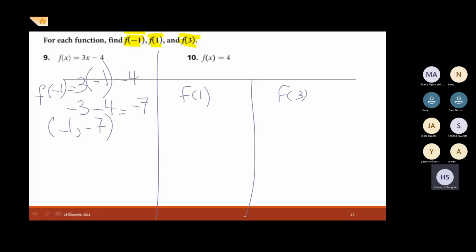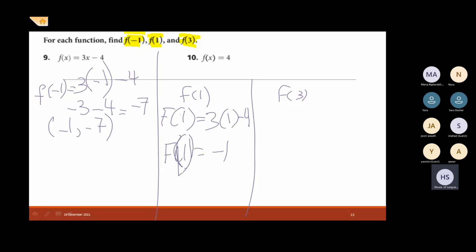So now let's find f of 1. No, it's wrong. F of 1. Who wants to find it? Yes, Yanada. F of 1. Yes, this one, yes, but this no. 3 times 3. Oh, that's true.